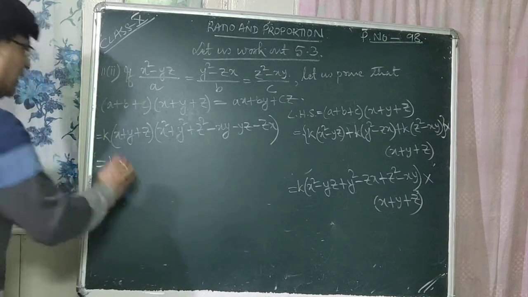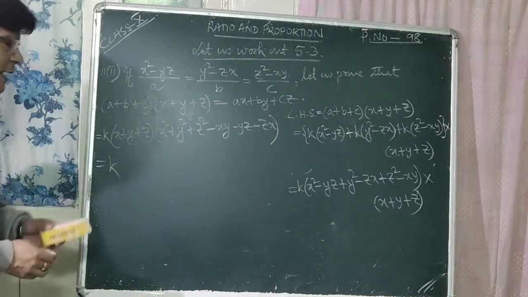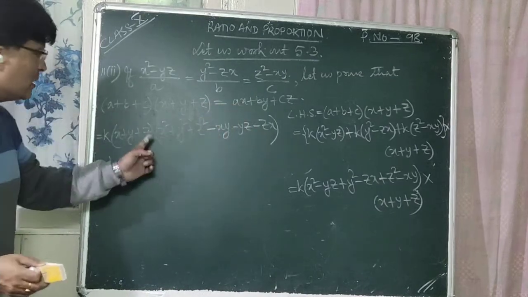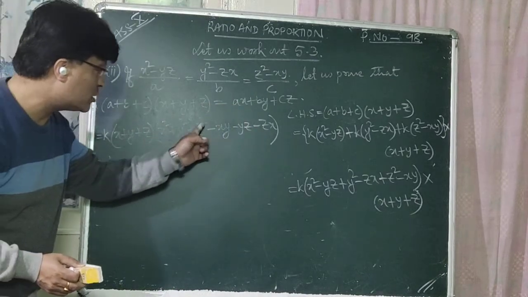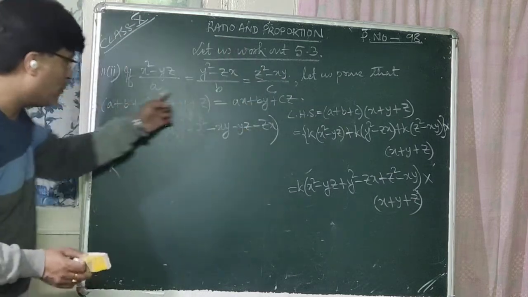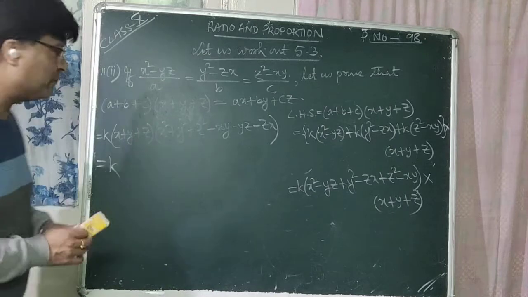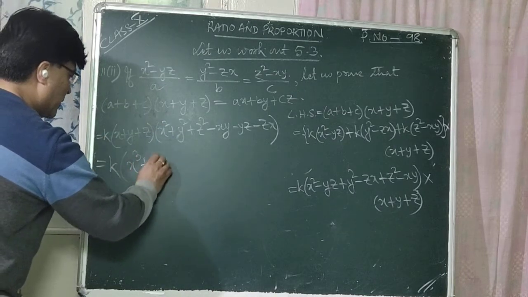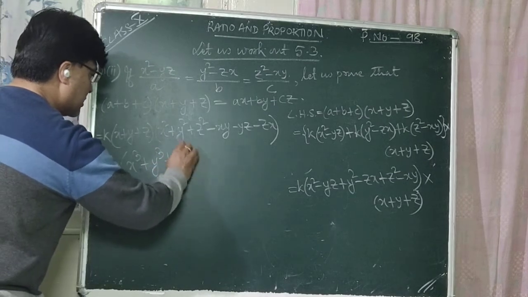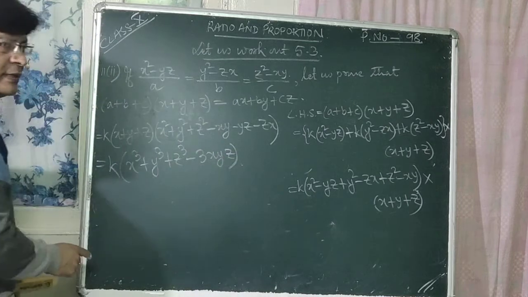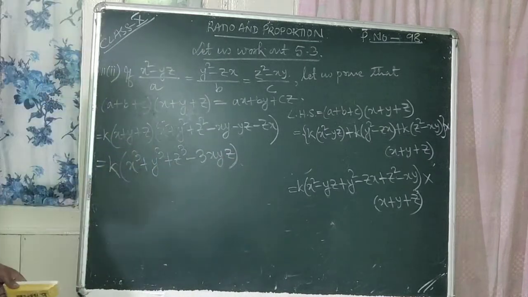So it is equal to k. Now look at the blackboard. The first factor is x + y + z, and the second factor is x² + y² + z² − xy − yz − zx. There is a formula for these two factors. If you multiply them, you will get x³ + y³ + z³ − 3xyz. So this is the formula.